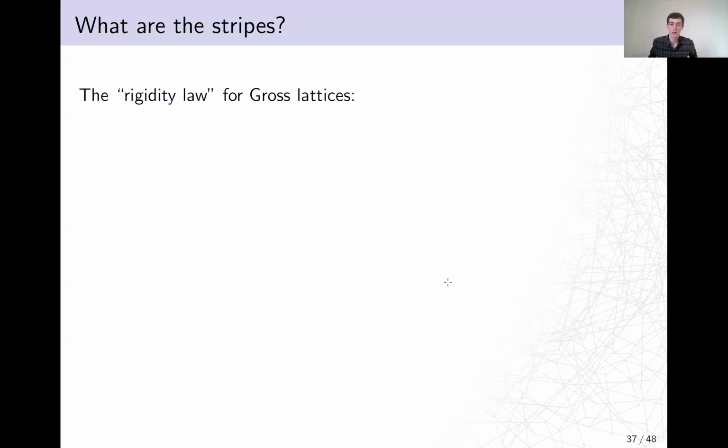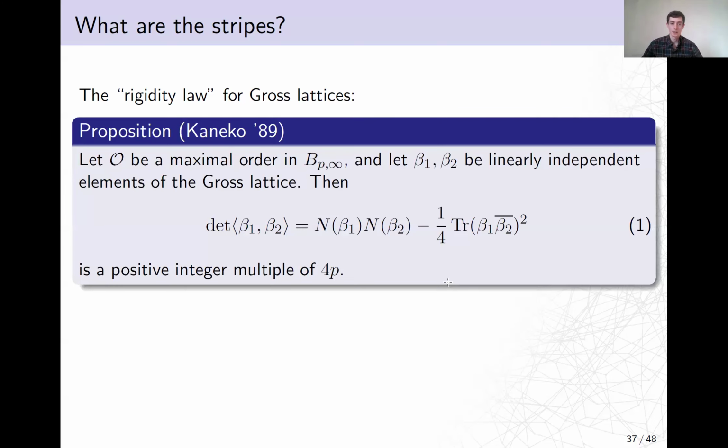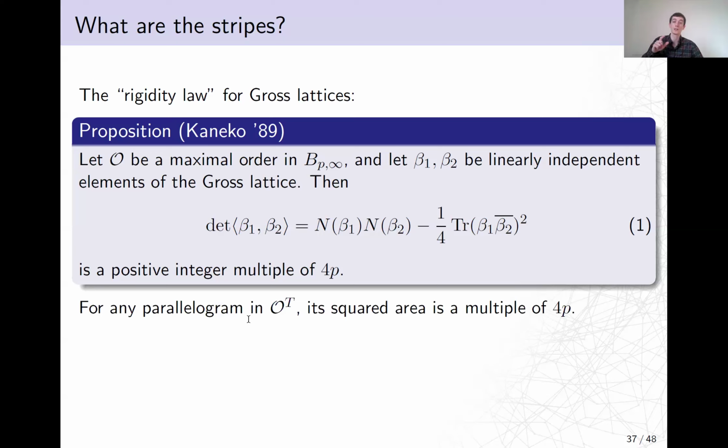Specifically, there's this proposition, a version of which was proven by Kaneko in 1989, but this is a slight rewording, a reinterpretation of it that's easier for us to apply. What it says is that if we take two elements in the Gross lattice and consider the rank 2 sublattice they generate, the determinant of that rank 2 sublattice has this explicit form, and it will always be a positive integer multiple of 4p. Another way of saying this, when we interpret what the determinant of a lattice means, is that if you take any parallelogram with vertices in the Gross lattice, the square of its area, or the "squarea" as I might call it, is going to be a multiple of 4p.